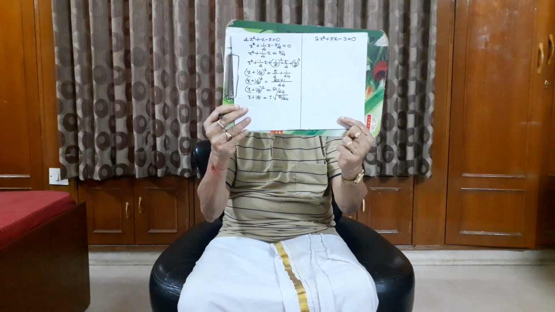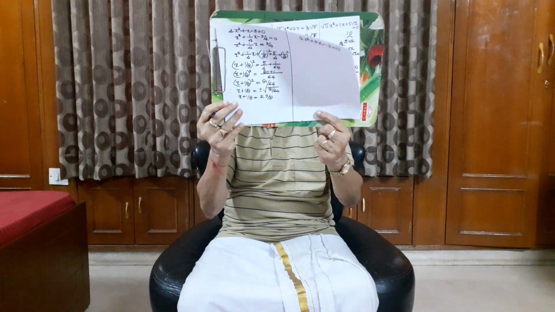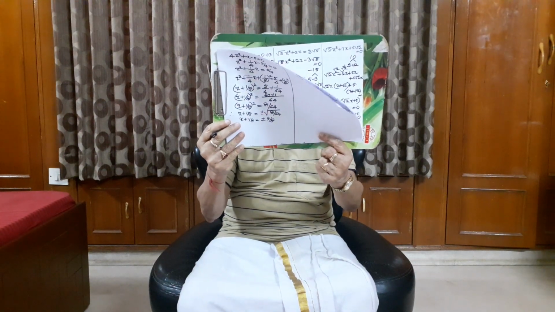x plus 1/8 equals plus or minus square root of 81/64. Look, x plus 1/8 is equal to what? Plus or minus square root of 81/64. Simplify. Therefore, x plus 1/8 equals plus or minus, the square root of 81/64 is 9/8. It is 9/8. Then transfer plus 1/8 to the right hand side.